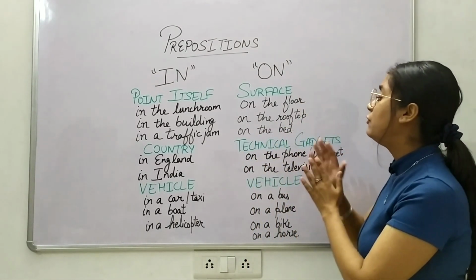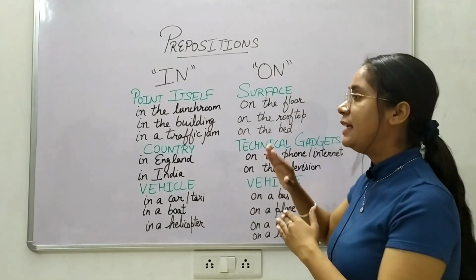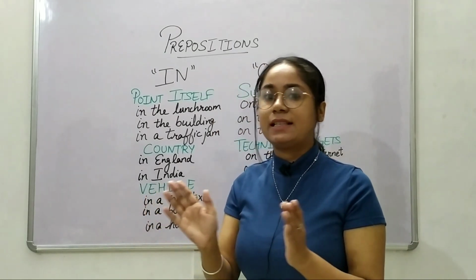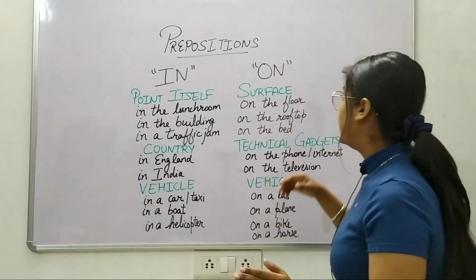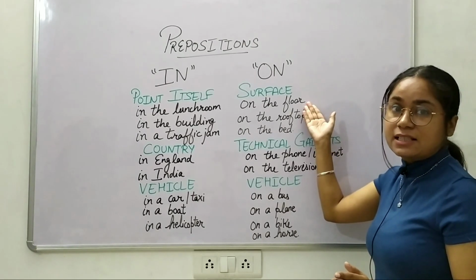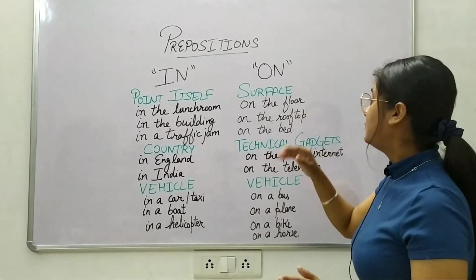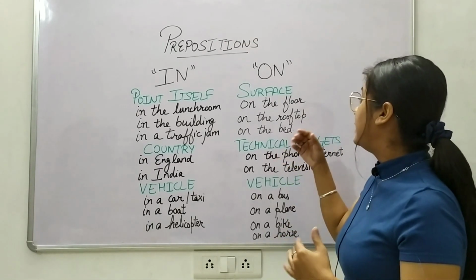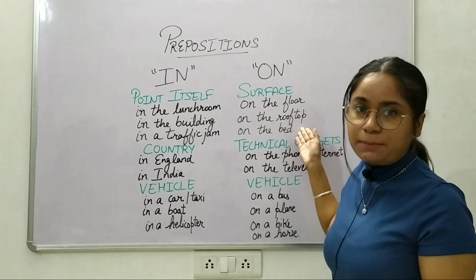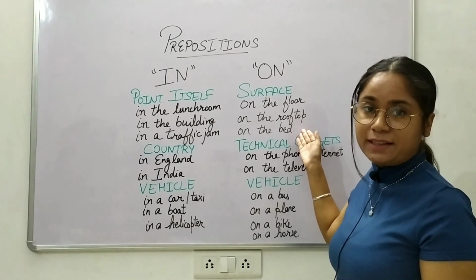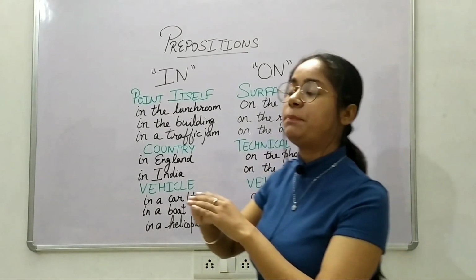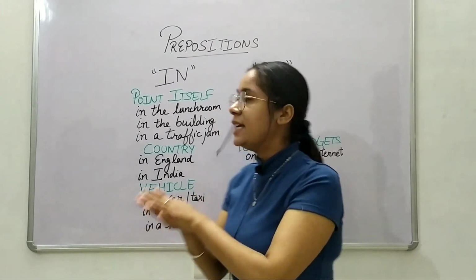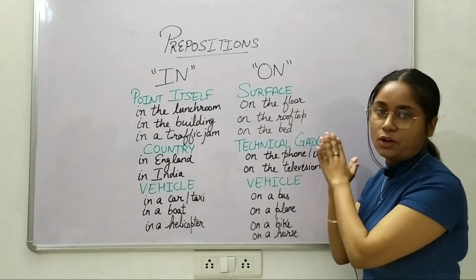We use on for the surface. Like on the table, the cat is sitting on the table, the book is lying on the chair, the dice were on the floor, the benches are placed on the rooftop, the cat is on the bed, or the dog is on the bed. That means a thing should have a particular surface on which another thing can be placed. Okay, so this is where we use on.